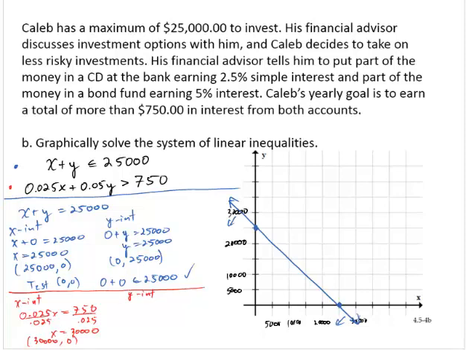Finding the y-intercept, letting x equal 0 would yield 0.05y is equal to 750, dividing through by the 0.05. Y is 15,000. So we'd have the ordered pair 0, 15,000. Plotting those points, we have 30,000, 0, and 0, 15,000, and drawing the dotted line through those points.